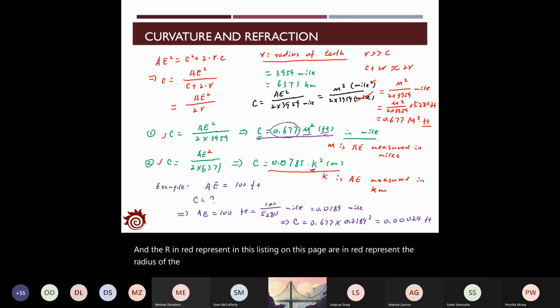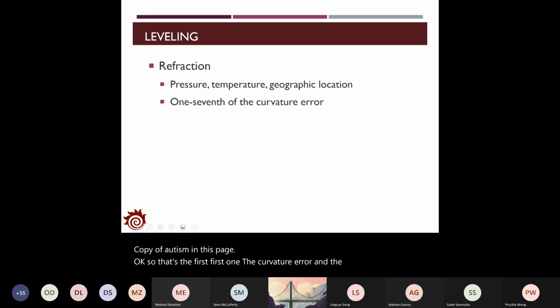So it will be either 3,959 miles or 6,371 kilometers. They will be all the same in this page. Okay, so that's the first one, the curvature error, and the second one is about the refraction error.